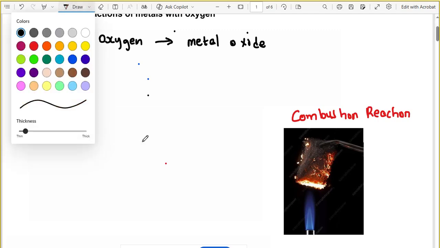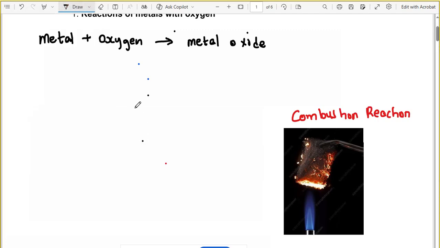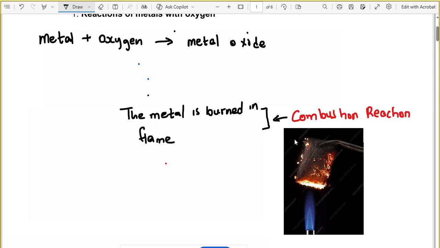Should I write this down for you? Yes, please. Because I'm going to give you the notes now. So combustion, we say the metal is burnt in flame. Yes. This is what we call combustion.